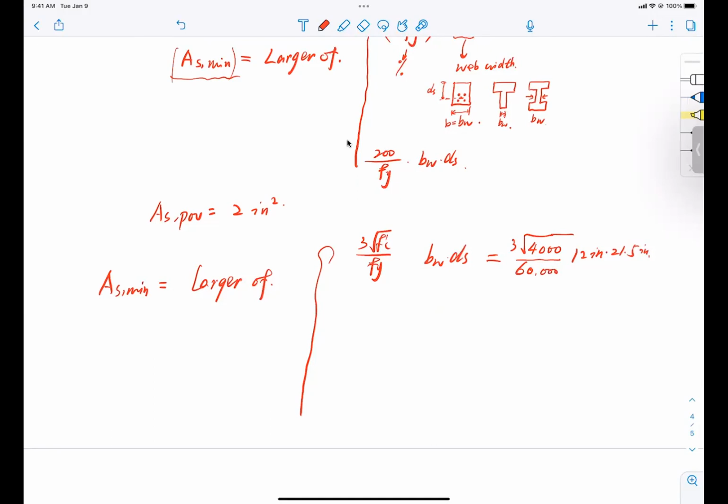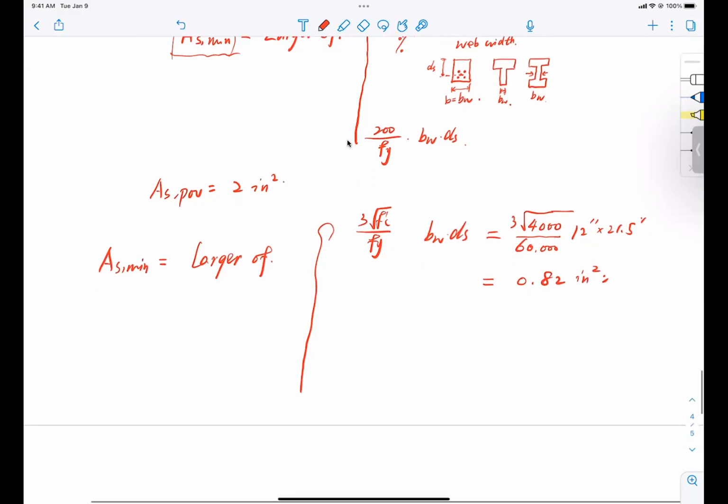Okay. All right. So now with that, please calculate it and give me a number here. So 3 square root of 4,000 divided by 60,000 and multiply by 12 and multiply by 21.5. What do you have? Come on. 0.816. Let's just call it 0.82 inch squared. All right. Anybody confirm? Yes. All right, good deal. So that's what we have, 0.82 inch squared.